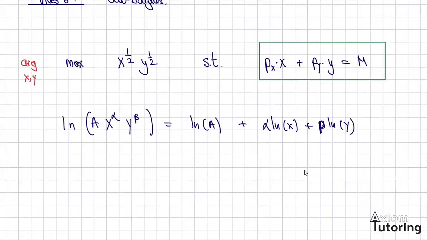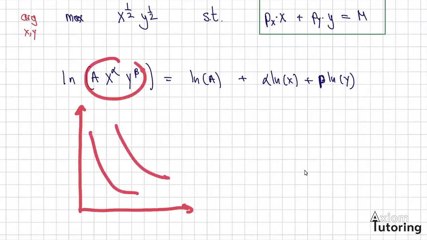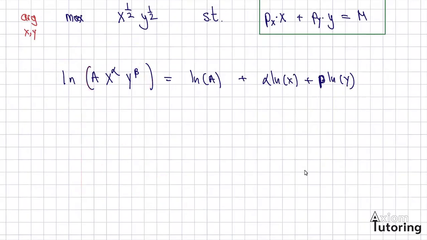What does it mean to represent the same preferences? Well, it simply means that the indifference curves are going to look identical. So if you try and draw the indifference curve of this utility function or the ln of the utility function, the numerical values of each indifference curve are going to be different, but the visual of those indifference curves is going to be exactly the same.